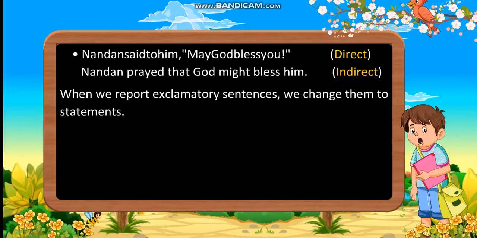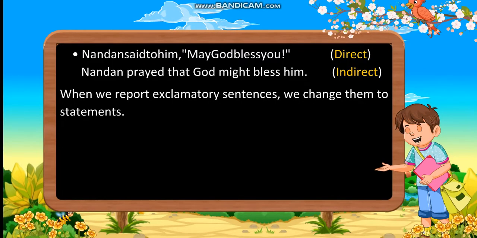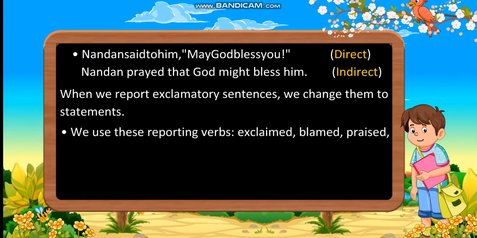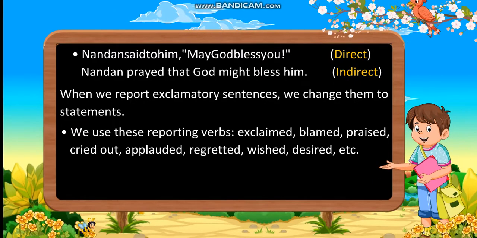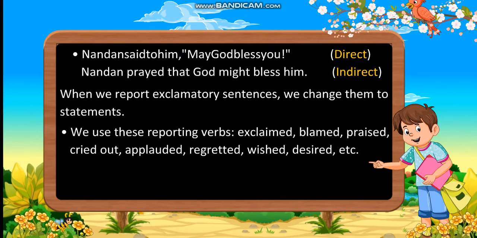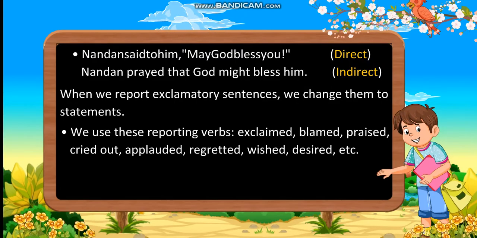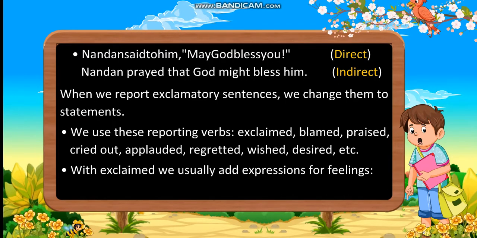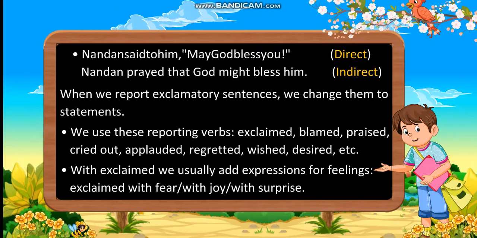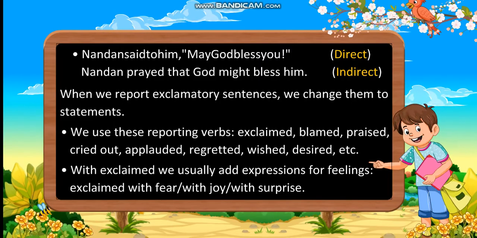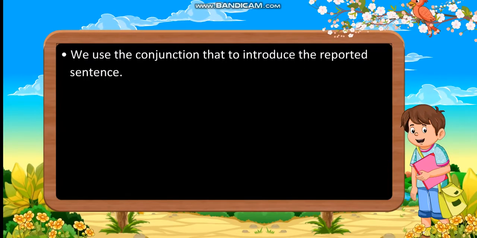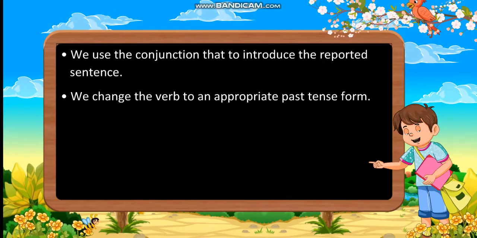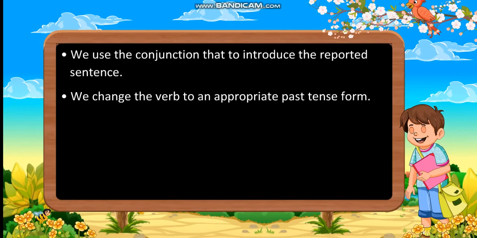When we report exclamatory sentences, we change them to statements. We use these reporting verbs: exclaimed, blamed, praised, cried out, applauded, regretted, wished, desired, etc. With exclaimed, we usually add expressions for feelings: exclaimed with fear, with joy, with surprise. We use the conjunction that to introduce the reported sentence. We change the verb to an appropriate past tense form.